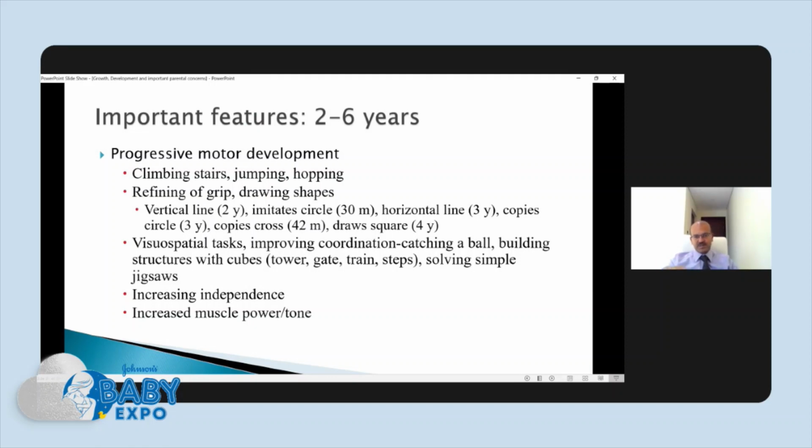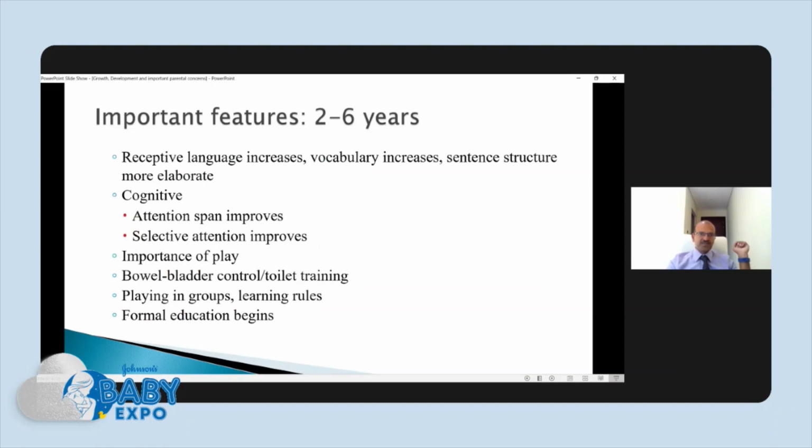And of course, we have form boards and small jigsaws, which they can start solving by 18 months to 2 years. The more complex ones take time. You can notice that they are increasingly independent, and there is also increasing muscle power and tone as they start growing. So a child can kick a ball, they can throw by 2 years and so on.